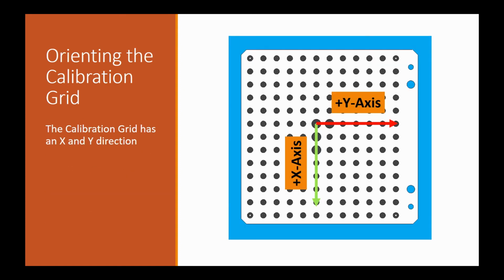The calibration grid's X and Y direction is identified by the 4 large dots in the center of the grid. The X-axis is identified by the 3 dots in a row, and the Y-axis is identified by the 2 dots in a row, seen here by this red line. Where the 2 axes intersect is known as the origin of our calibration grid.